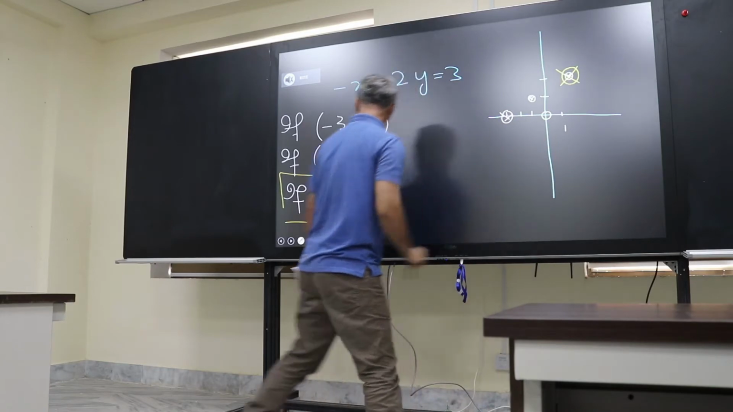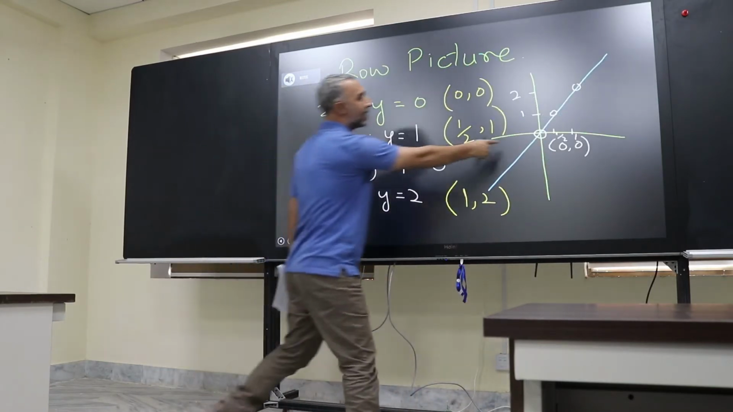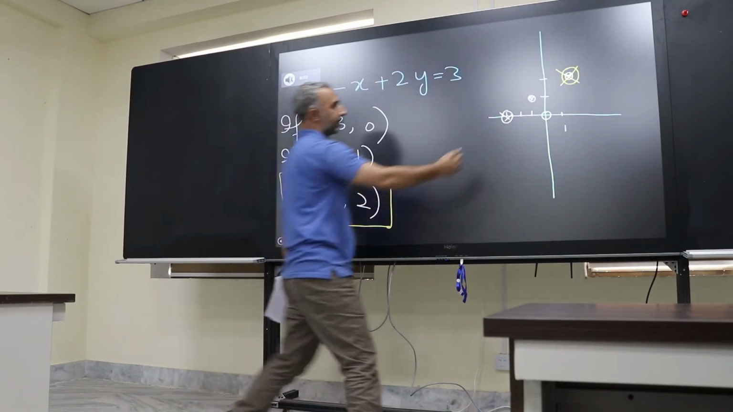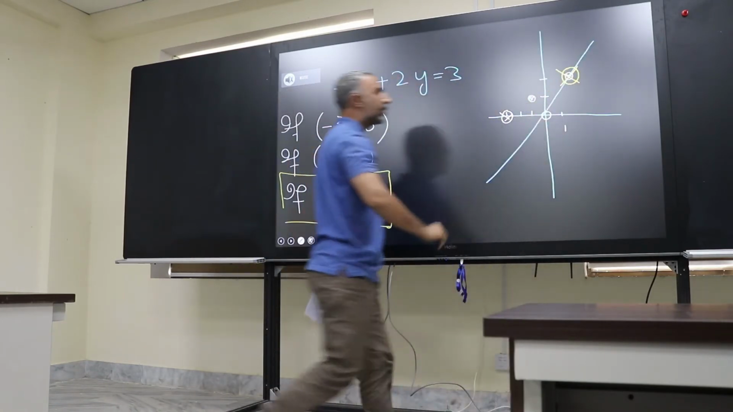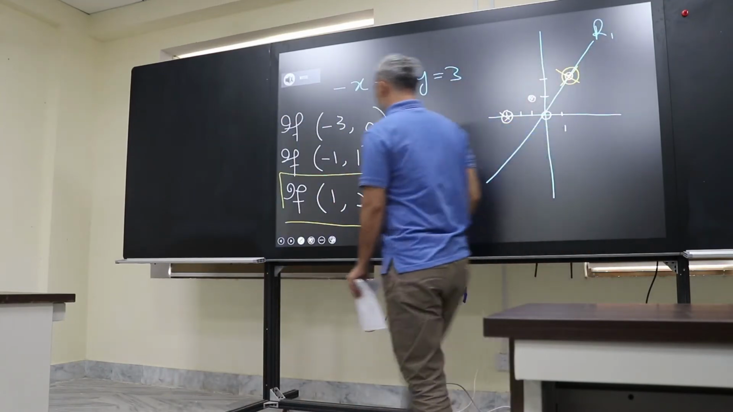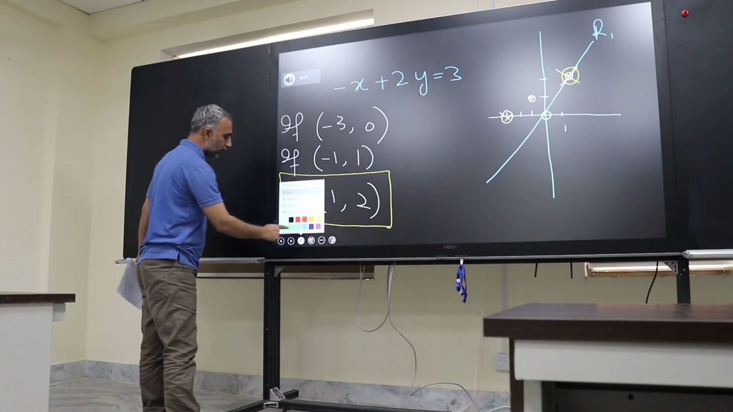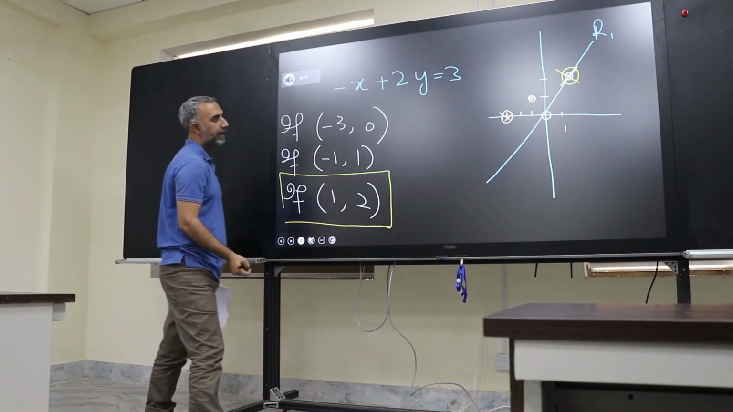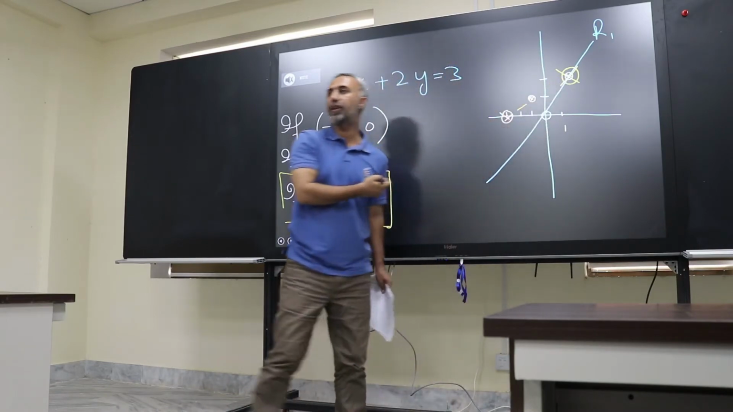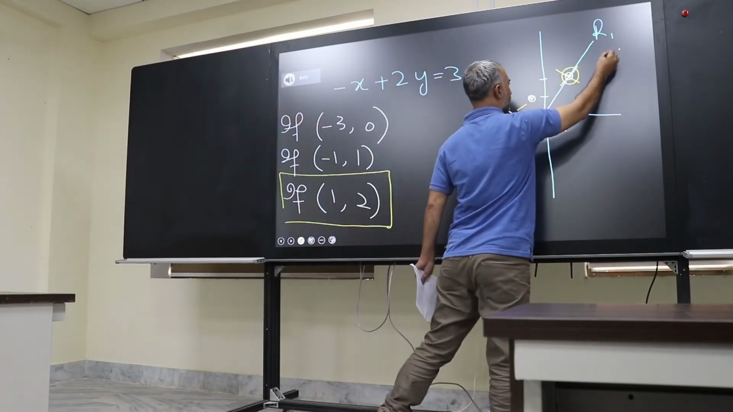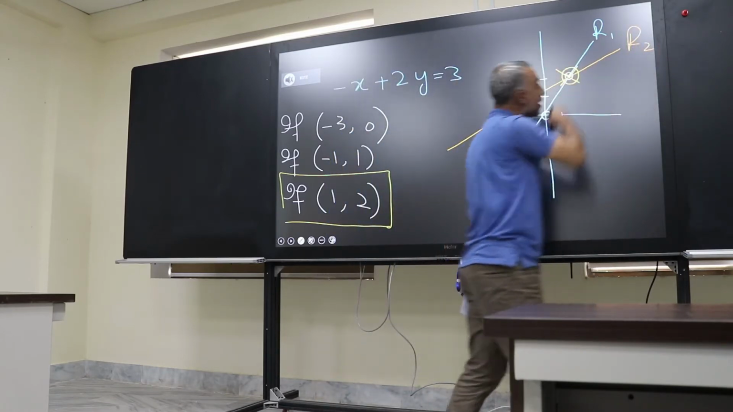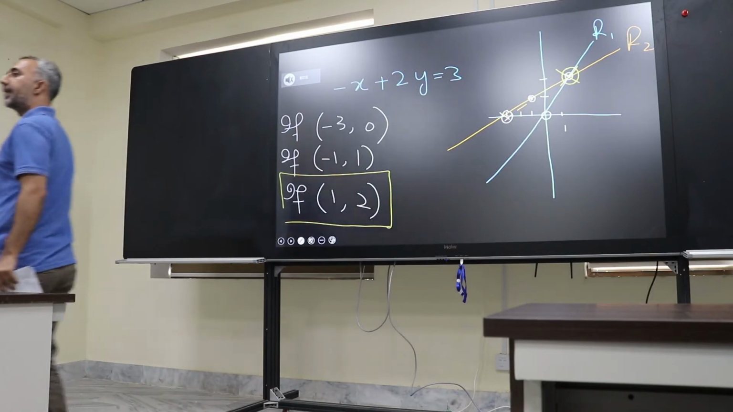So remember, in this case the line is passing through the origin. 1, 2 is the point of intersection. This is the first row, row 1. If we are talking about row 2, this is generalization. This represents row 2, and the point of intersection is this one.